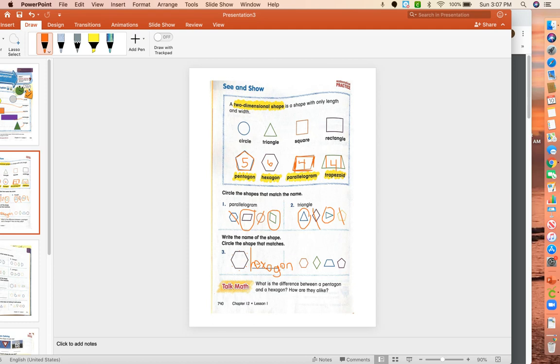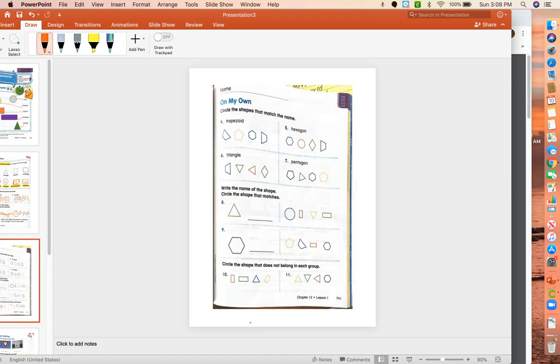So there's the hexagon, and then it says to circle the shape that matches the picture here. Does this first one? 1, 2, 3, 4, 5, 6. Yes, it does. This one only has 4 sides. 1, 2, 3, 4, 4 sides. 1, 2, 3, 4, 5 sides. So the only one that matches the hexagon is this first one.